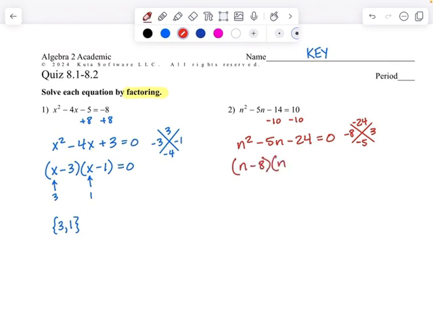Writing the left-hand side then into factored form is n minus 8 times n plus 3. And the two quantities that I would plug in for n to make those two factors 0 are 8 and negative 3 respectively. Those are my two solutions to number 2.